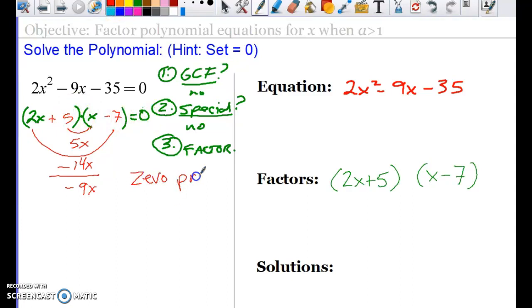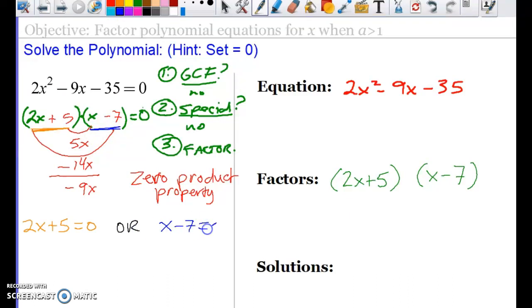Zero product property. What does product mean? Product means I'm multiplying something and it multiplies to be 0. So the zero product property states that when I multiply several terms together and I get 0, then one or all of the terms have to be 0. So the first factor I had was 2x plus 5, and that factor itself could be 0. Or the second factor I had was x minus 7, and that factor could also be 0.